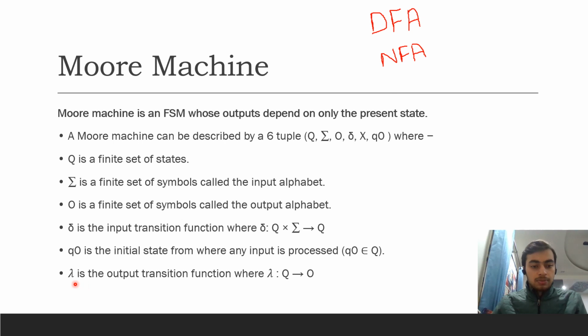Lambda is the output transition function where lambda is Q goes to O.